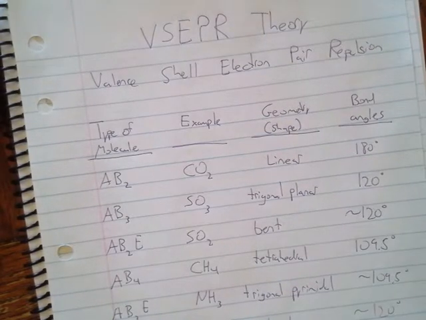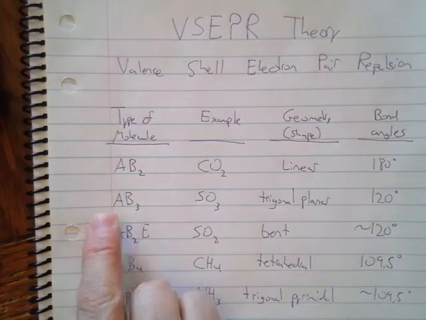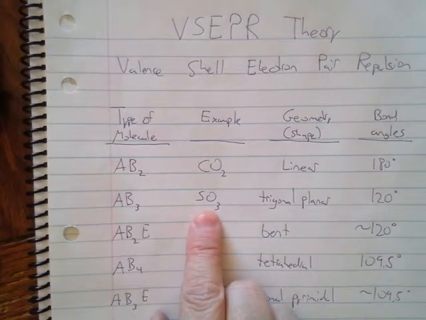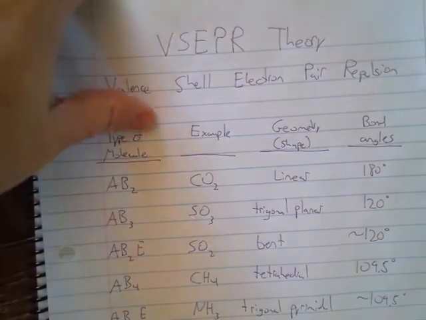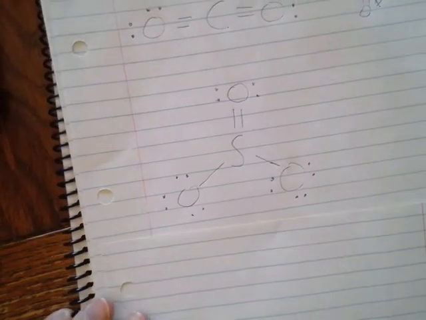So now let's move on to another type of molecule. We'll call this an AB3 type, one with 1 central atom and 3 atoms attached to it. So for example, SO3. Now what does SO3 look like? Well, when I draw SO3, this is how it looks.